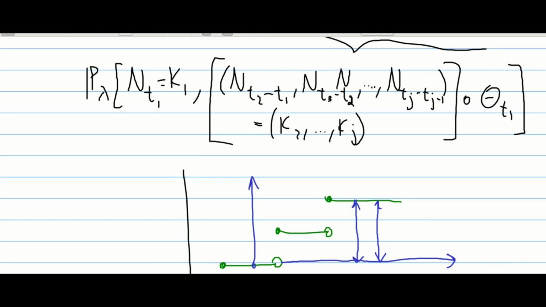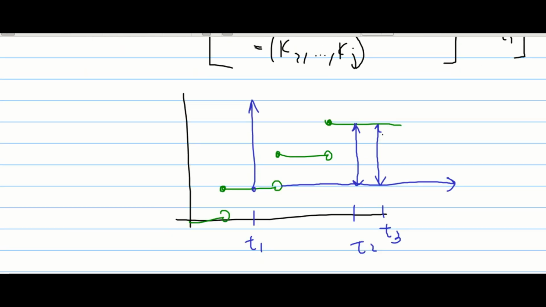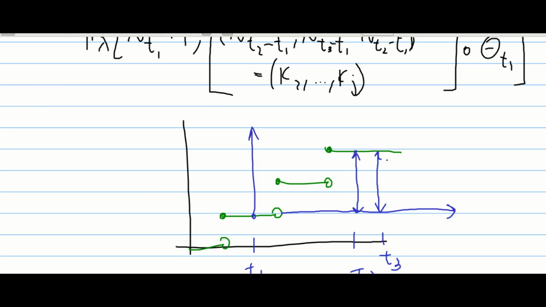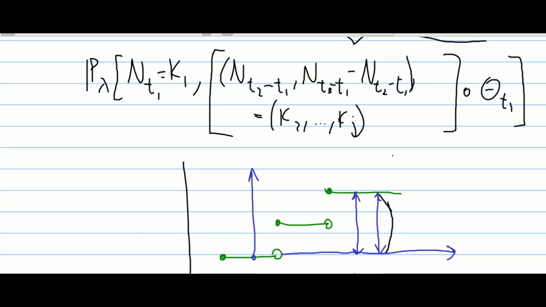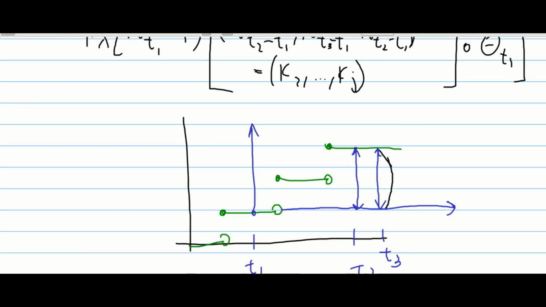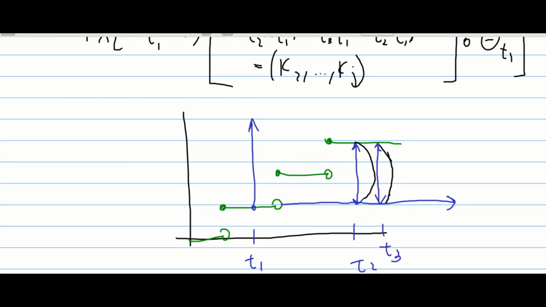Oh, sorry. Now I get what I did wrong. So this is N(t3) minus N(t1) minus (N(t2) minus N(t1)). Okay, now it's clear, because N(t3) minus N(t1) is exactly this height, because t3 minus t1 is this distance here. And then N(t2) minus N(t1) is this height, because t2 minus t1 is this distance. So in the end, we are getting 0, indeed.